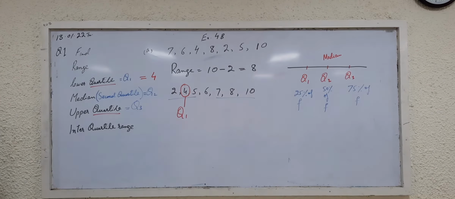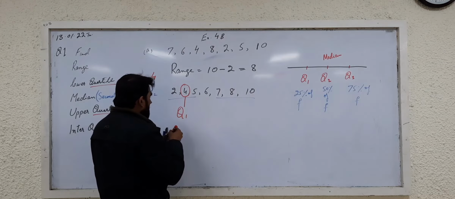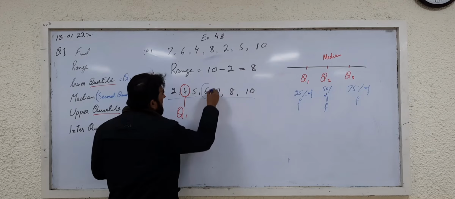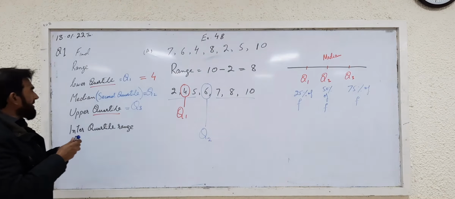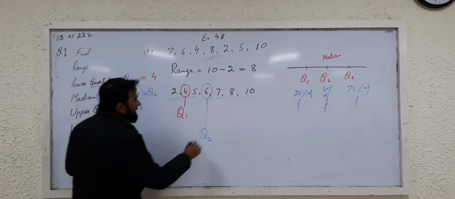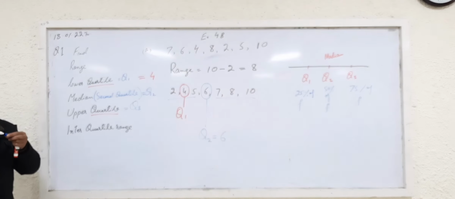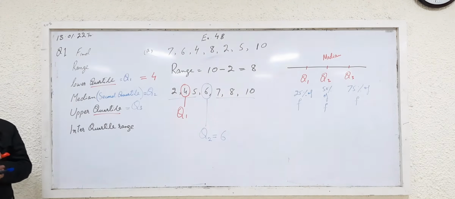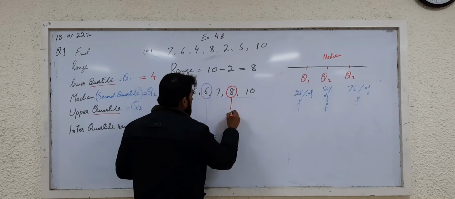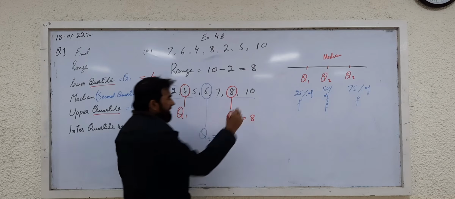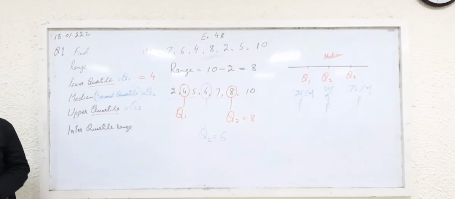Okay? So lower quartile is 4. And then the median or the second quartile will be the middle value. This value is Q2, or the median. So median or Q2 is equal to 6. Then the upper quartile, what should be the upper quartile? 8, because it is in the center of these three values. This is your Q3, which is 8. In this case, you can find out the lower, median and the upper quartile.